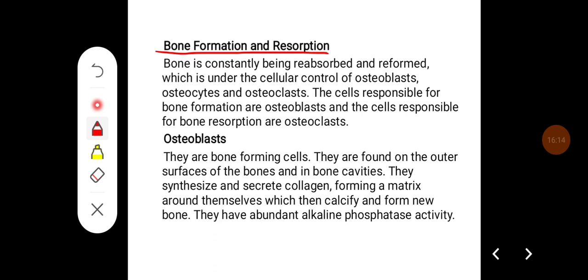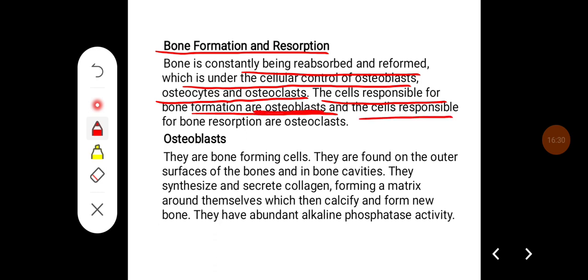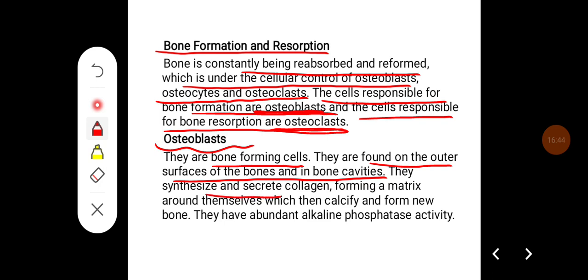Bone formation and resorption. Bone is constantly being reabsorbed and reformed, which is under the cellular control of osteoblasts, osteocytes, and osteoclasts. The cells responsible for bone formation are osteoblasts, and the cells responsible for bone resorption are called osteoclasts. Osteoblasts are bone forming cells, and they are found on the outer surface of the bones and in bone cavities. They synthesize and secrete collagen, forming a matrix around themselves, which then calcifies to form a new bone. They have abundant alkaline phosphatase activity.